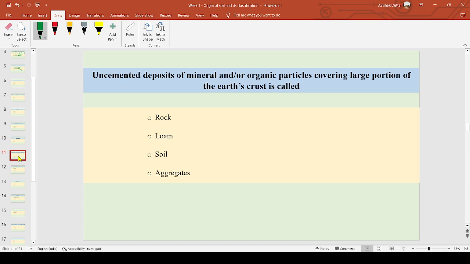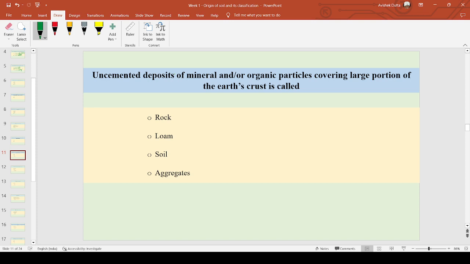Uncemented deposits of mineral and or organic particles covering large portion of the earth's crust is called. What is the answer? Any answer, anyone? Uncemented deposits of mineral and or organic particles covering large portion of the earth's crust is called. Soil. Yes, Himani is giving all the answers. Soil. This is the basic and general layman definition of soil.